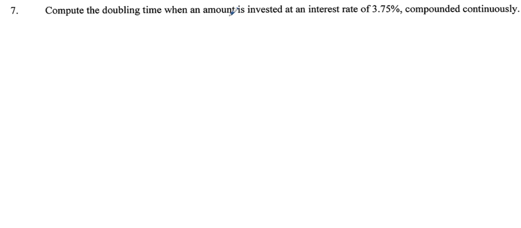So for doubling time, that means it's looking for how long it would take for your money, in this case it's money, to double. So it is compounded continuously, so we can start with, since it's talking about money, start with the A, P, R, N, and T.